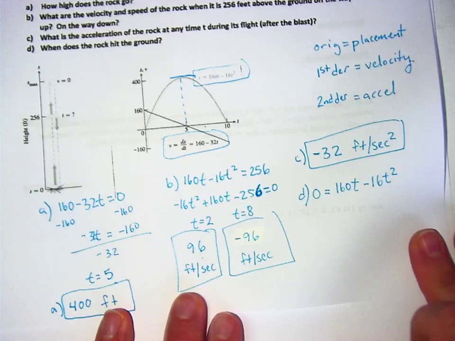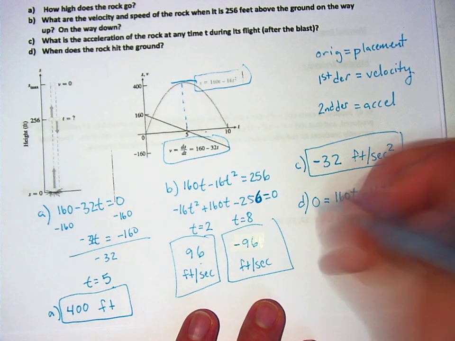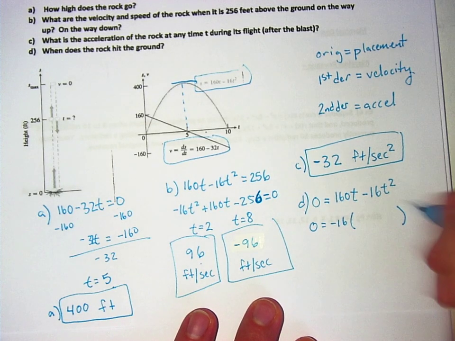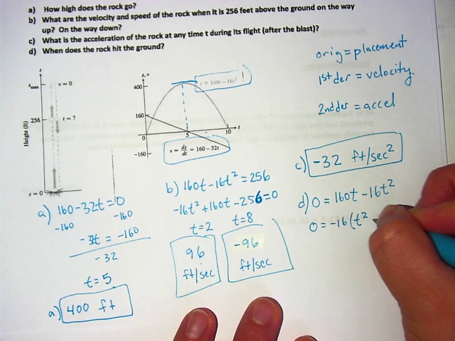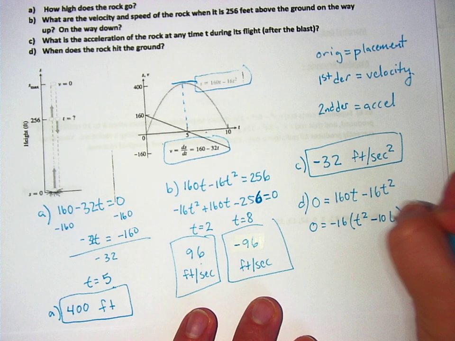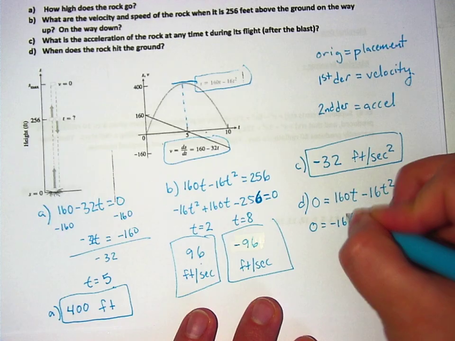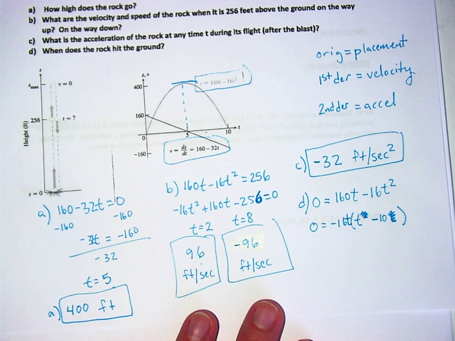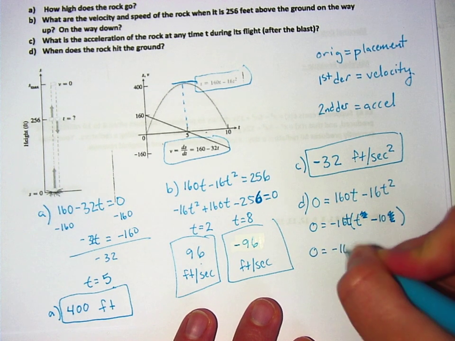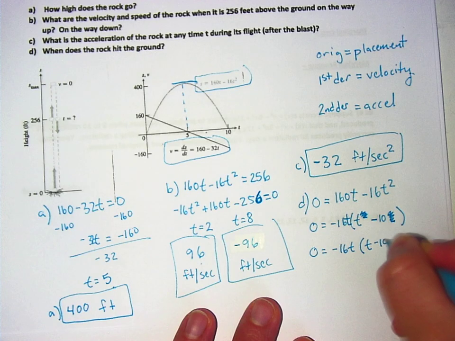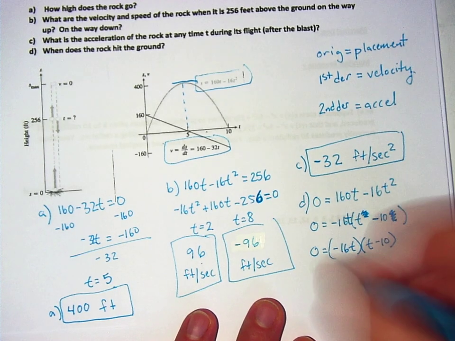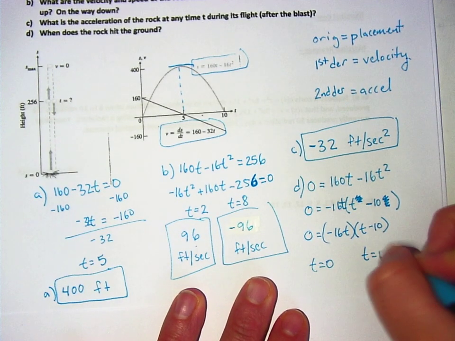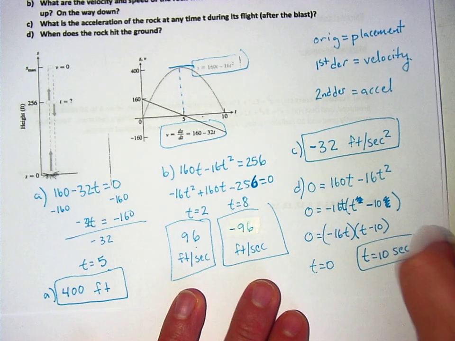This one we can do just without a calculator. If you take negative 16 out, we're left with t squared minus 10t. Or I guess we could take out 16t even. So it'd be 0 equals negative 16t times (t minus 10). Setting both factors equal to 0, the first one is t equals 0, which makes sense because that was the starting point, and the second one is t equals 10. So 10 seconds is when it hits the ground the second time.